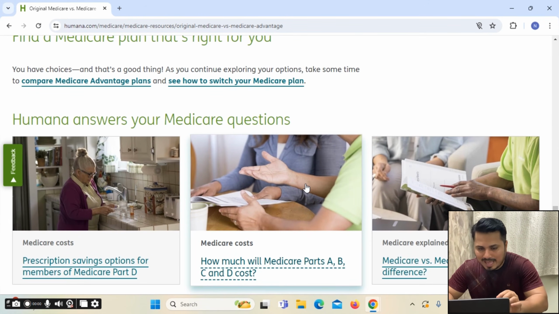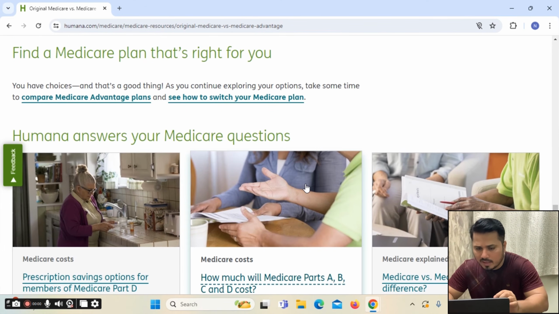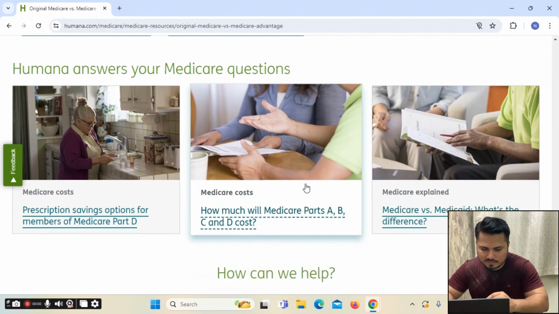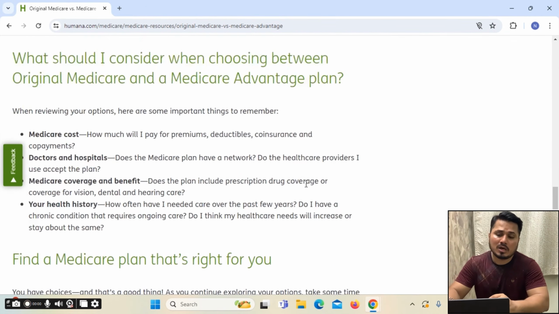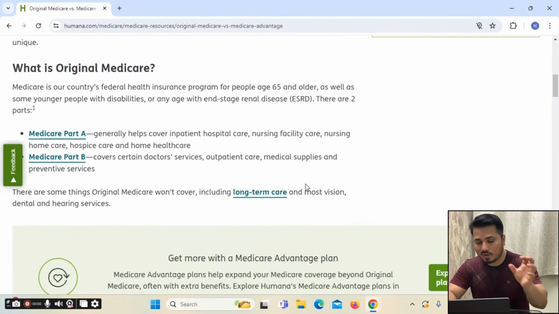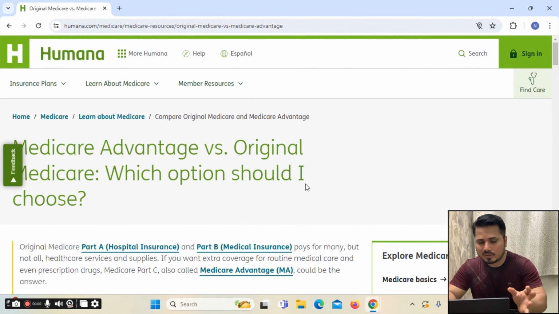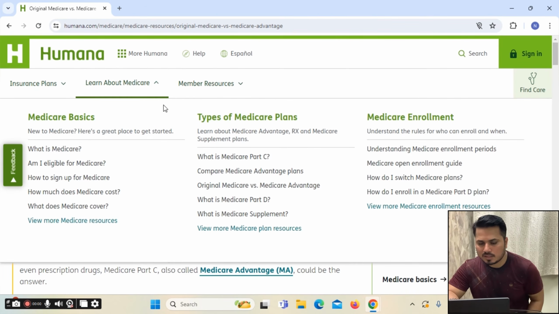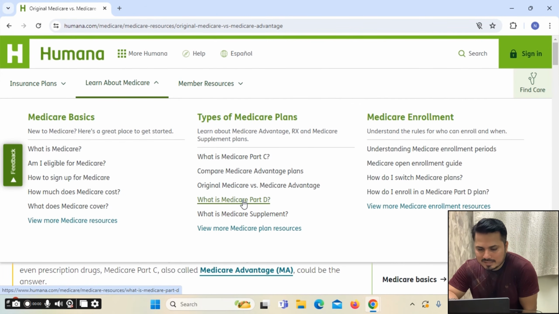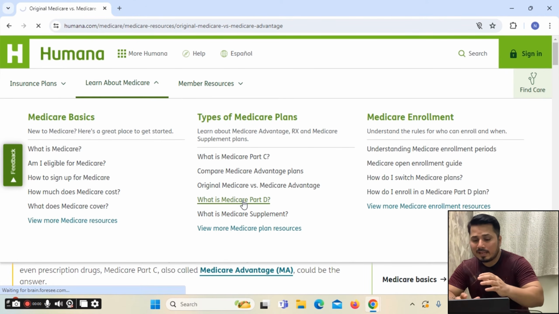You have choices, and that's a good thing. As you continue exploring your options, take some time to compare Medicare Advantage plans and see how to switch your Medicare plans, guys. All right. So now I'm sure that you have the complete idea about Medicare Advantage versus original Medicare, and which option you should choose. Now, let's move on to what is Medicare Part D, guys. All right, let's click on this option and let's understand this.